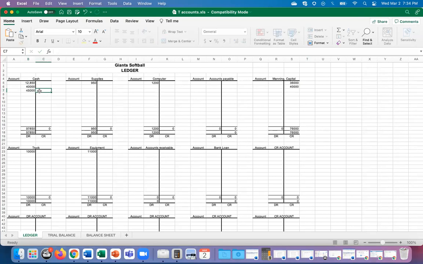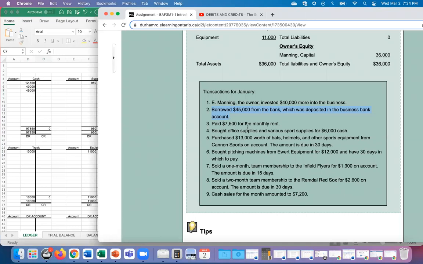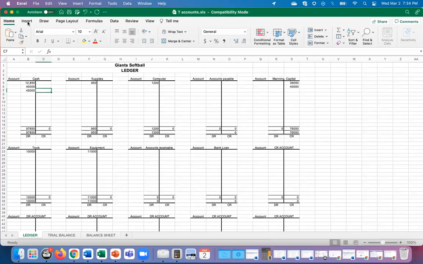But this one is a bank loan. Now, what other account is going to be affected by this? So I see business bank account, see bank, okay, bank. Bank loan, we're borrowing it from the bank, so it's a bank loan. Let's see if there's an account that is labeled bank loan. Yes, there is. Okay, so bank loan. So we are going to put this into our bank loan account. Now, the question is, of course, do we put it in as a debit or do we put it as a credit?